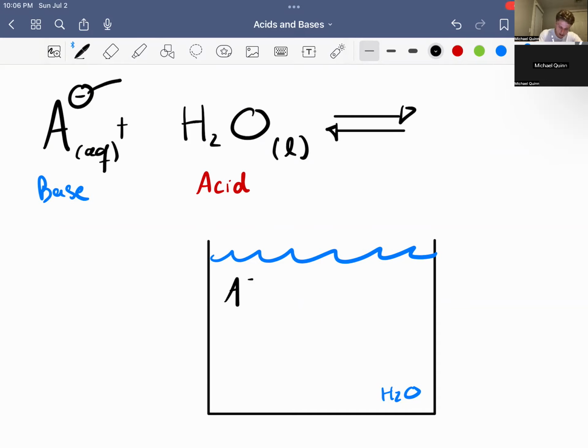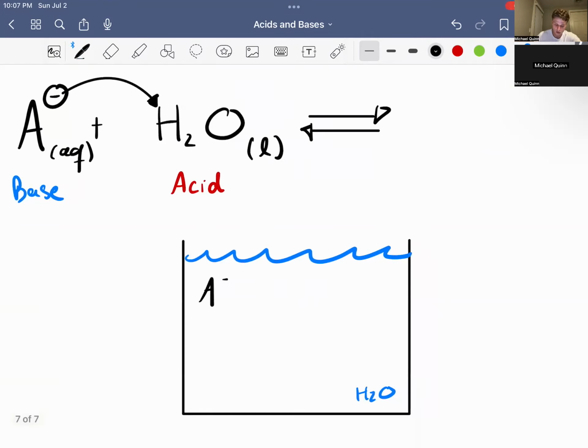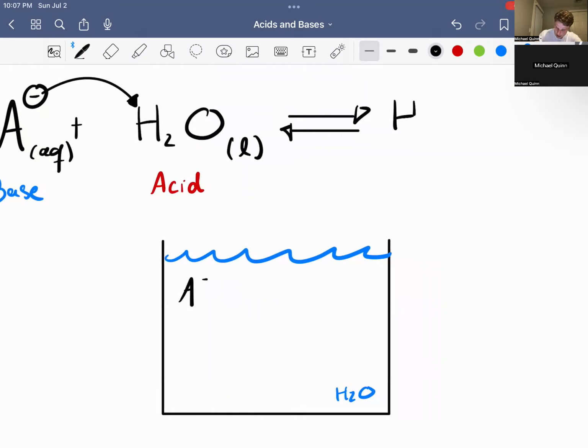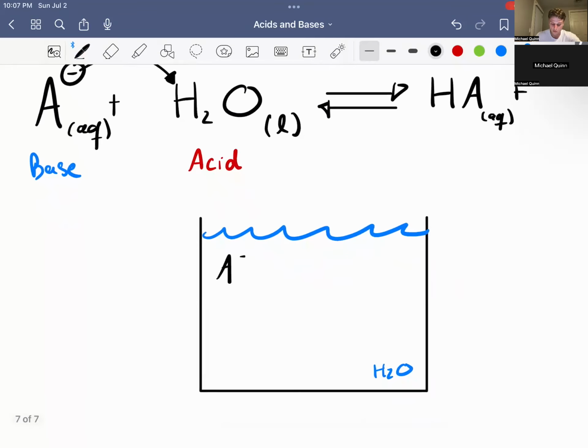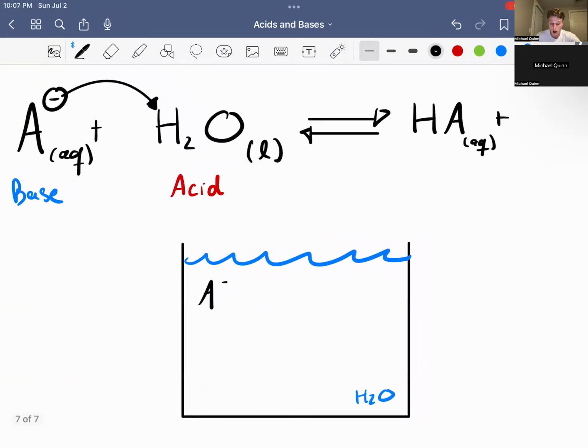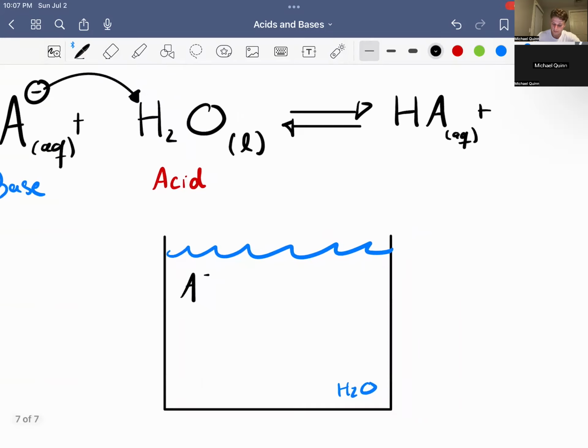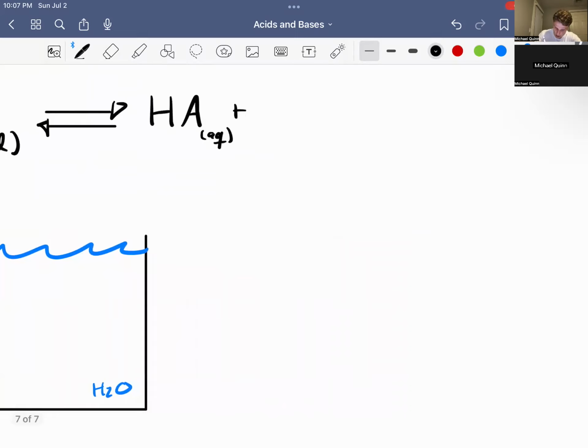So we can take a hydrogen from that acid. We will now have HA. This will be aqueous. It's still in our water solution. And what is left of our water? Well, we lost a hydrogen. So we are now left with OH minus.